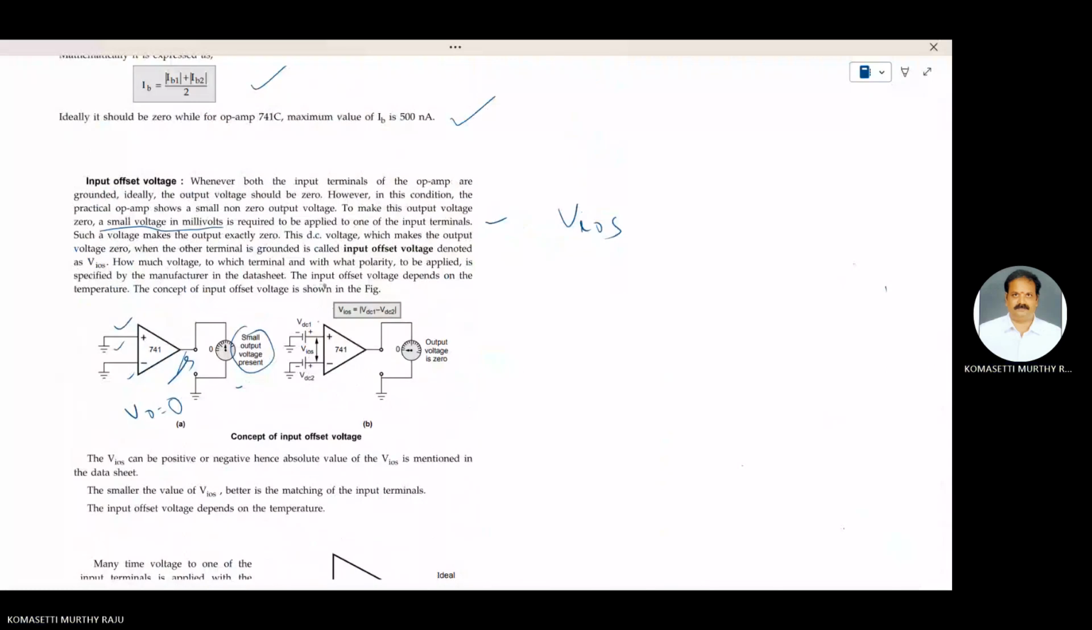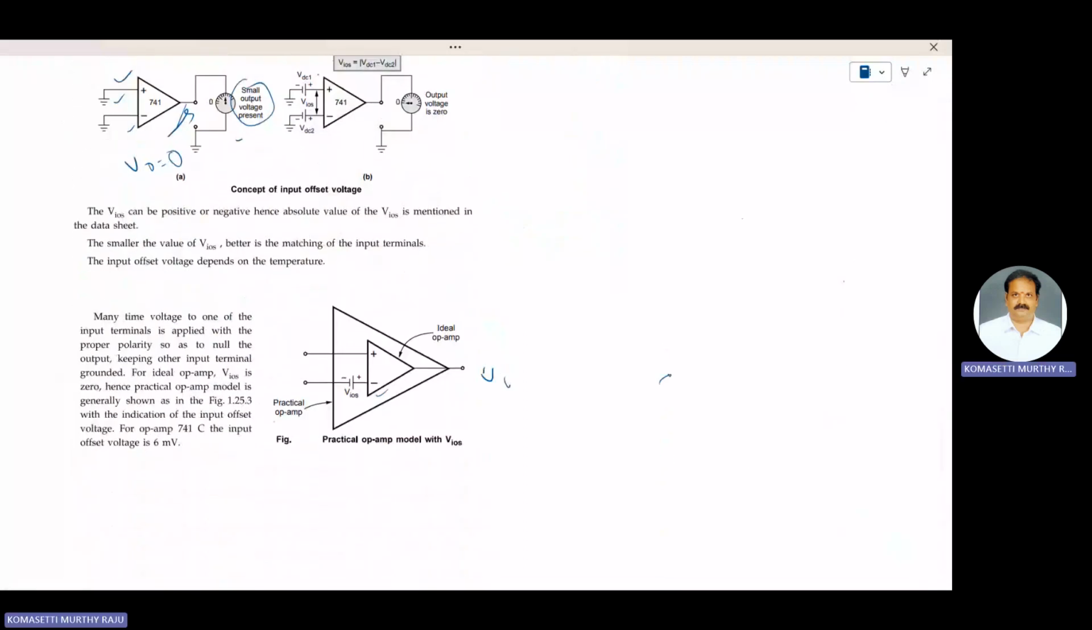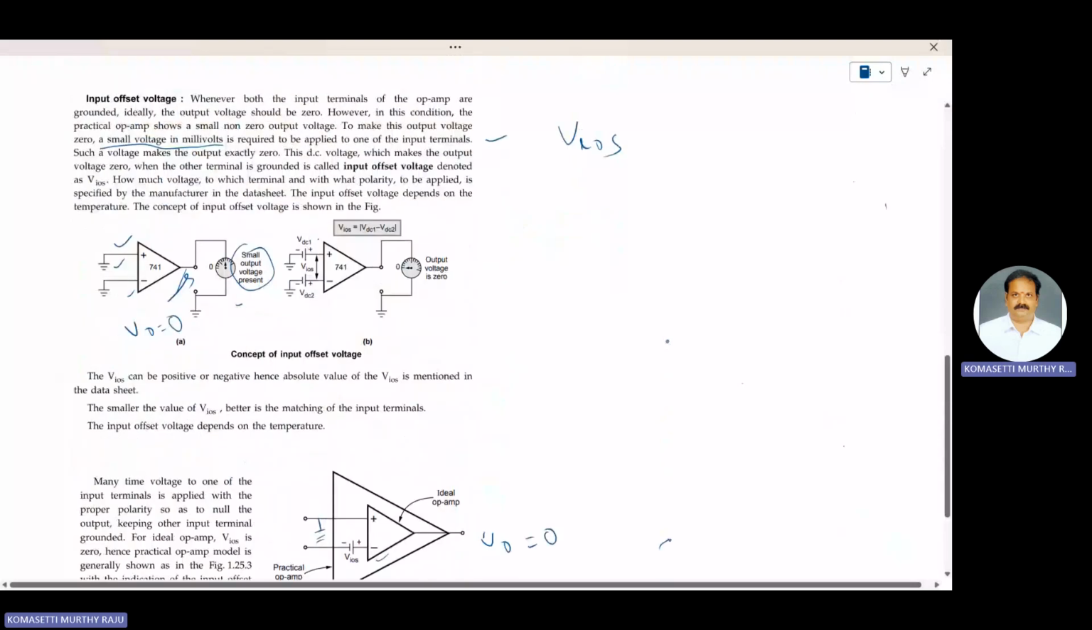The DC voltage which makes the output voltage 0 when the other terminal is grounded is called the input offset voltage, denoted as VIOS. In order to make the output voltage V0 equal to 0, a small voltage in millivolts is applied to either of these terminals. In this case, it is applied to the inverting terminal of the op-amp. The other terminal is connected to ground. These two conditions are satisfied. Therefore, V0 equals 0.